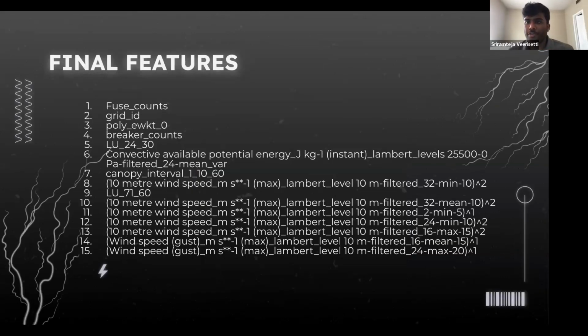So these were the final features that we ended up using, and there's 15 of them. Particularly looking at number 1 and 4, the fuse counts and breaker counts, they are very important because they look at the health of the electrical system. The fuse counts potentially look at how many fuses have been blown due to severe weather, and the breaker counts could potentially be looking at the number of times the circuit breakers have been tripped.